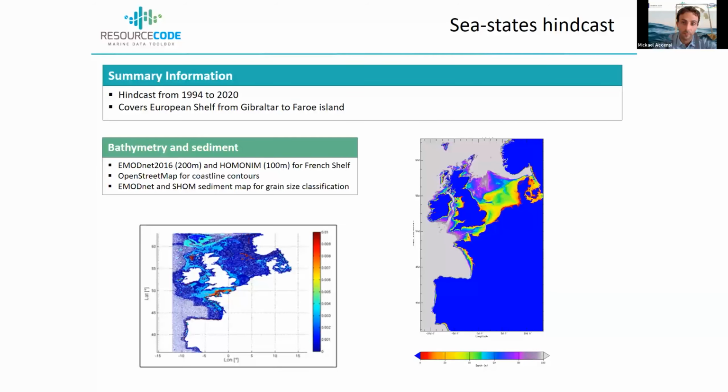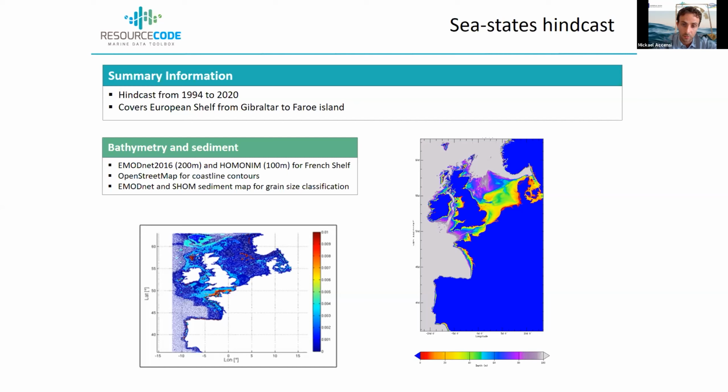To create the grid for this hindcast, we used the bathymetry dataset from EMODnet 2016 and the homonym bathymetry files, with resolutions of about 200 meters and 100 meters. If you look at the map on the right, you can see the merged product of those two bathymetry datasets on the domain. Here we just filter the color map between 0 and 100 meter depths to highlight the high resolution of the bathymetry details.